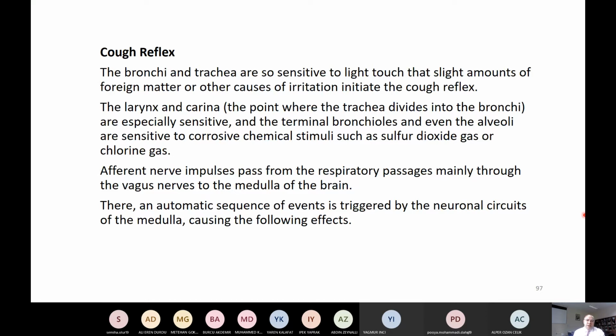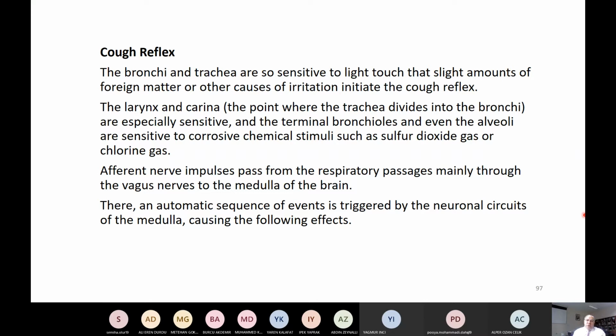Now, the coughing reflex. The bronchi and trachea are so sensitive to light touch that slight amounts of foreign matter or other causes of irritation initiate the cough reflex. The larynx and carina, the point where the trachea divides, are especially sensitive, and the terminal bronchioles and even the alveoli are sensitive to corrosive chemical stimuli such as sulfur dioxide or chlorine gases. Afferent nerve impulses pass from the respiratory passages mainly through the vagus nerve to the medulla of the brain.